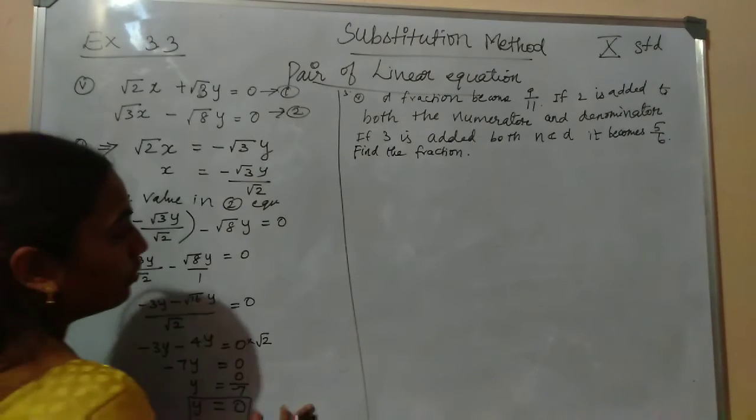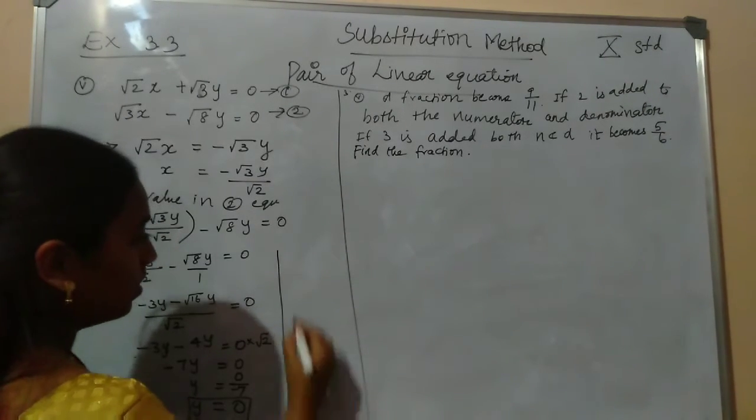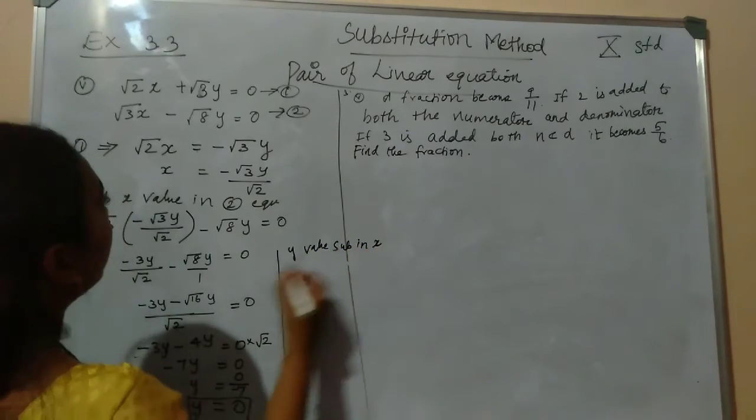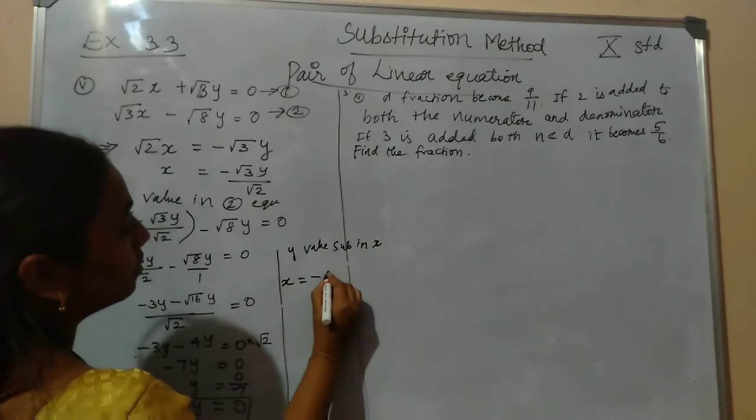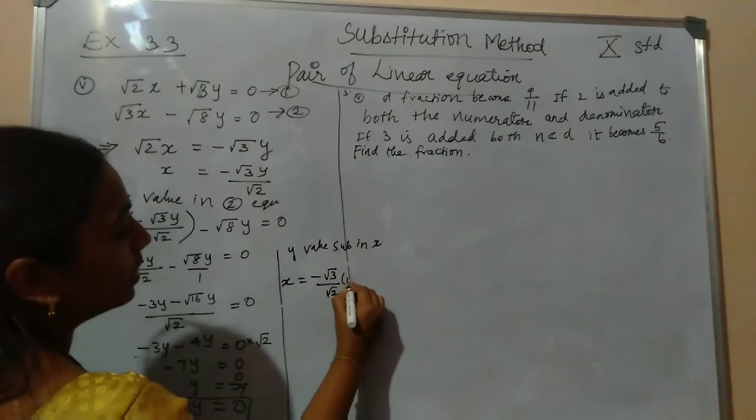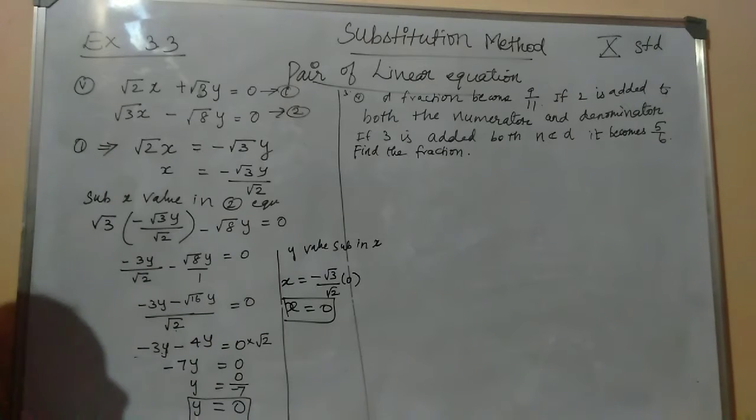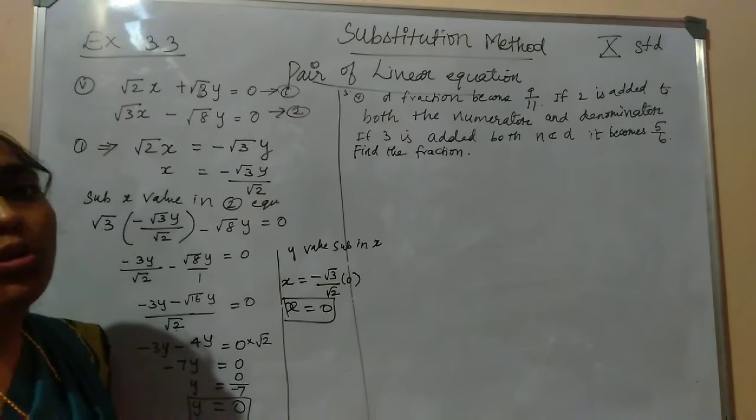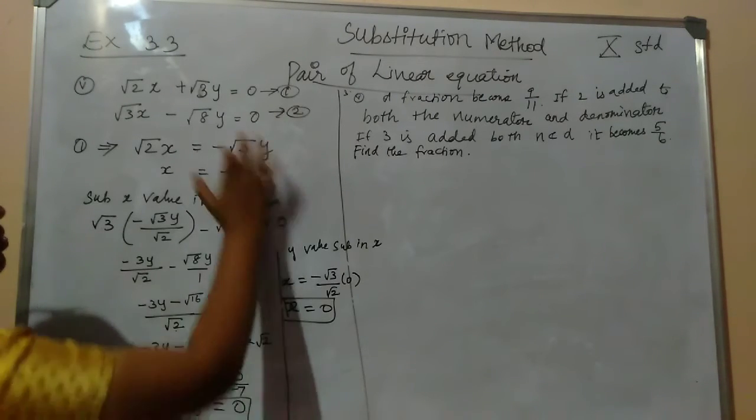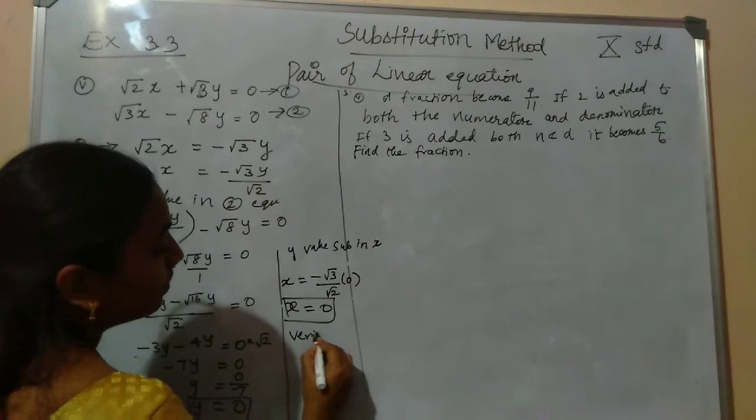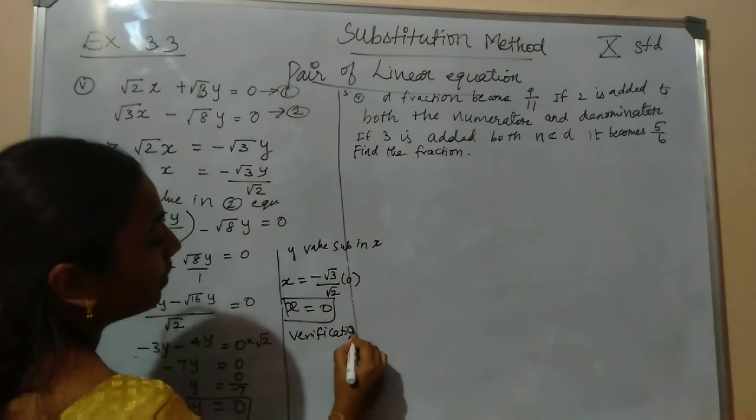So substituting the y value in x: x is equal to minus root 3 by root 2 into y. Y is 0, and 0 into anything is 0. So now x is also 0. Now I have found the x and y values. The question is over, but let me check whether our answer is correct or not. How to check? You substitute this x and y value in the equation and you get the answer. That is called verification.